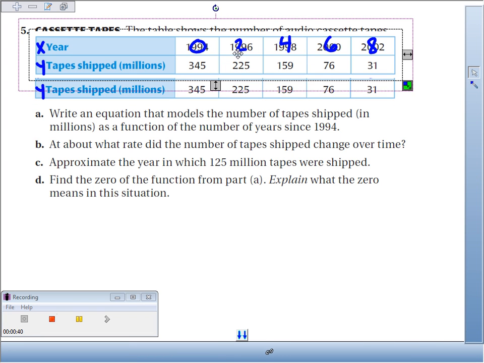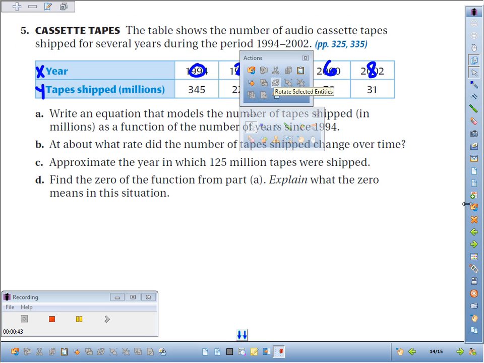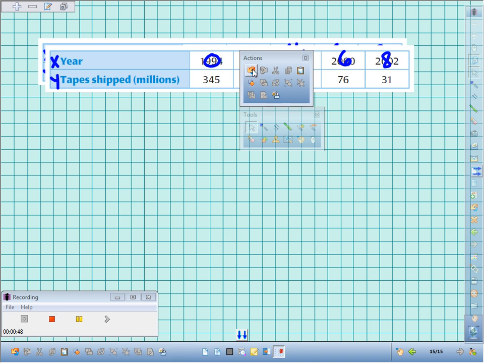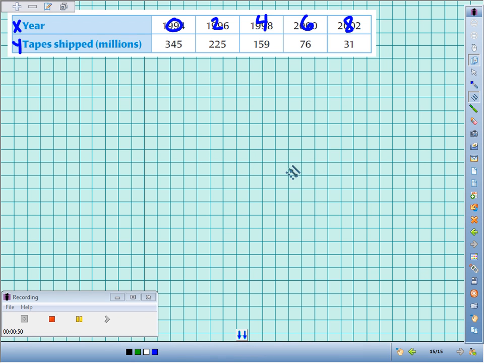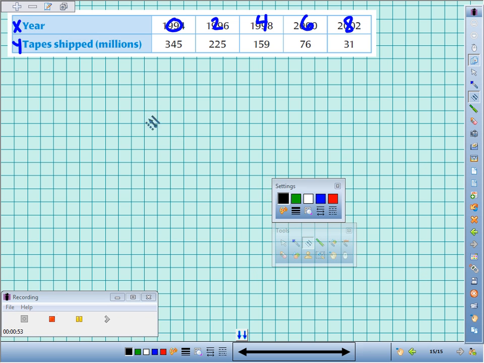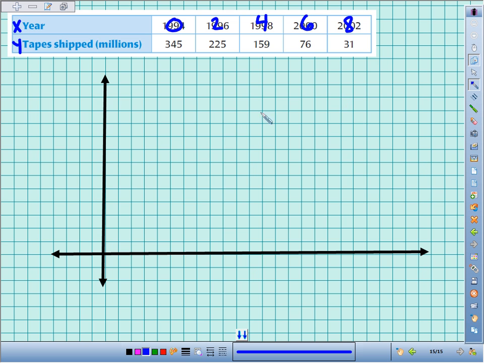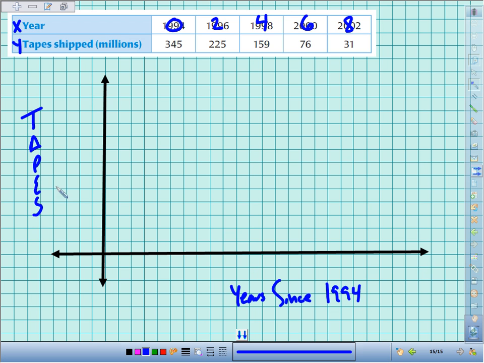So I've got my data here. Let me get some graph paper. Since we're dealing with tapes in years, we only have positive values, so I'm going to focus on quadrant 1. So we've got years since 1994, and we've got tapes shipped in millions. So if I plot points, let's see, X's go from 0 to 8. I can go by 1s, no problem. The Y's, on the other hand, go from 345 down to 31.